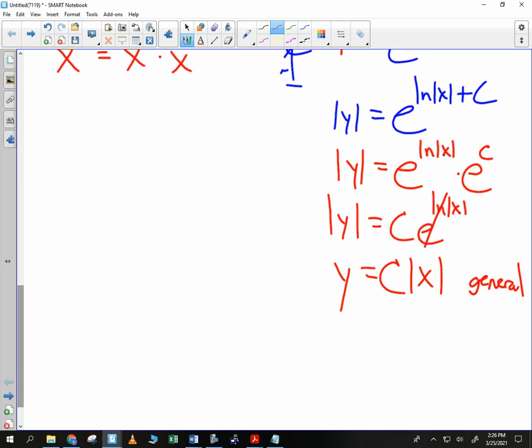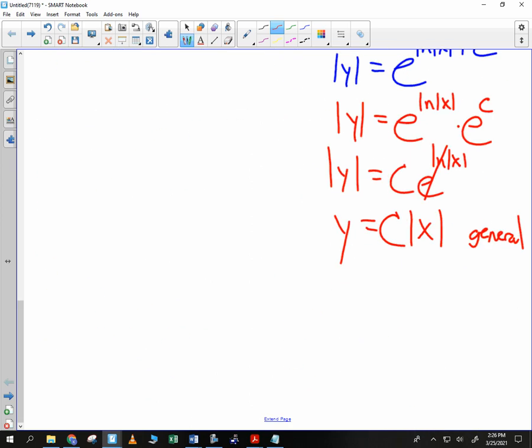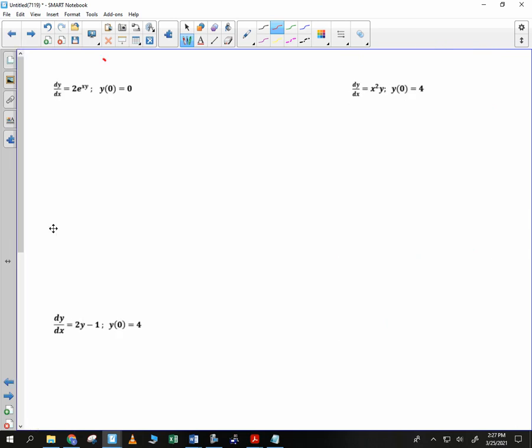I'm now going to find the particular solution. The particular solution is the coordinate 2, 2. So if 2 equals c times the absolute value of 2, what is c in that scenario? 1. So if you plug 1 back in, you get y is equal to the absolute value of x. This is the particular solution. A little bit more involved, huh? I think that the next two are going to go pretty well. That's the toughest one for people to kind of get used to.